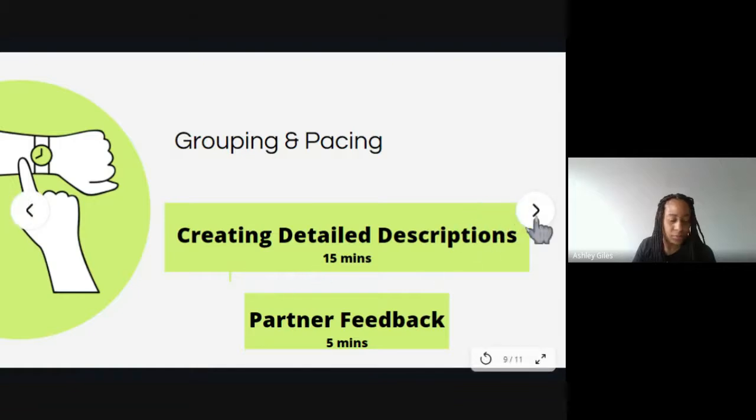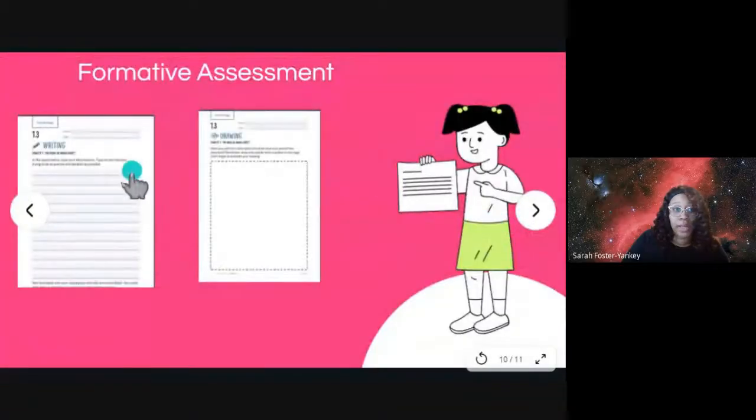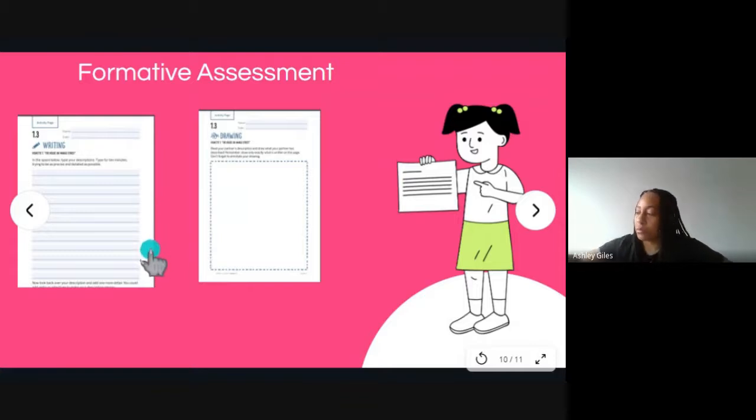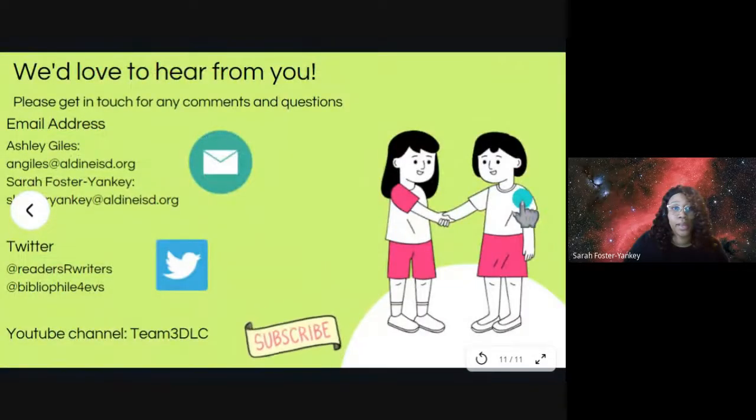Nice. All right. So here is our formative assessment. In this space, they're going to write their descriptions, describe the house. And on this page is where their partner is using the descriptions that they wrote to draw the house that they described. Okay. And that concludes lesson 1.